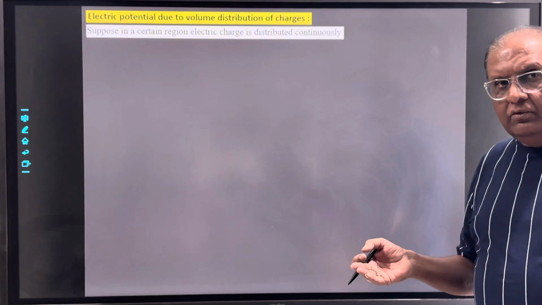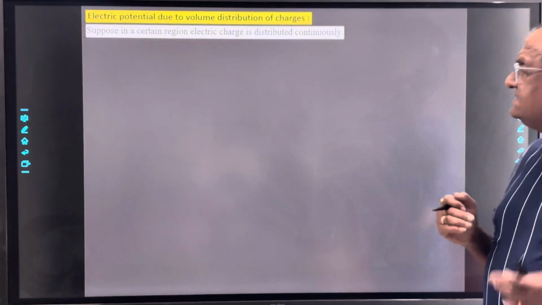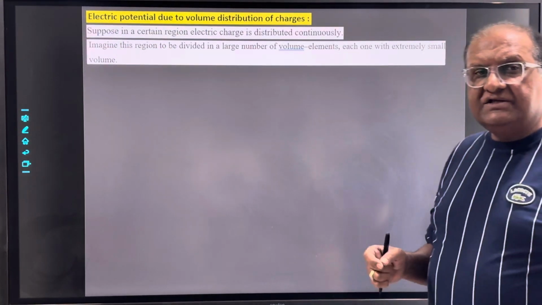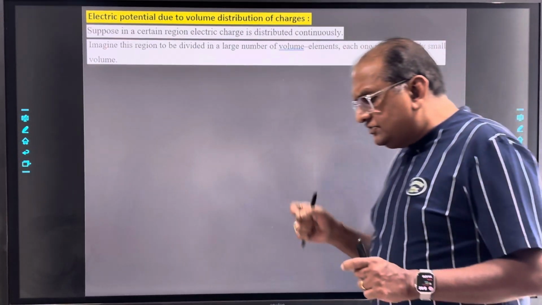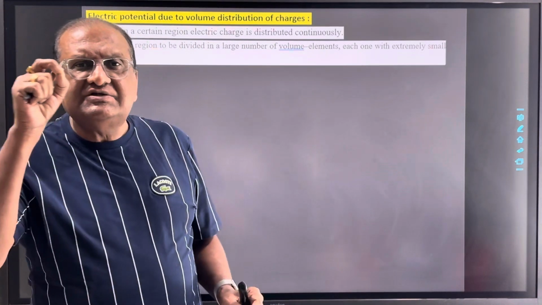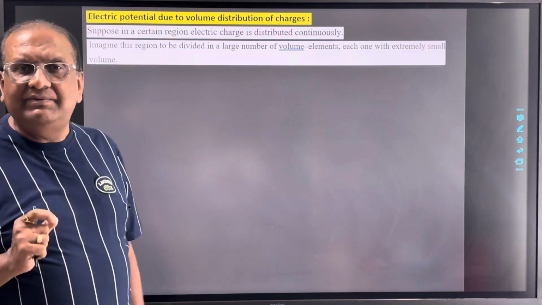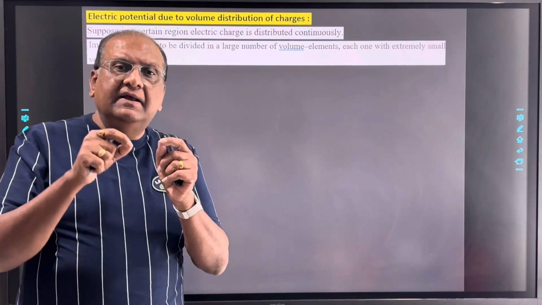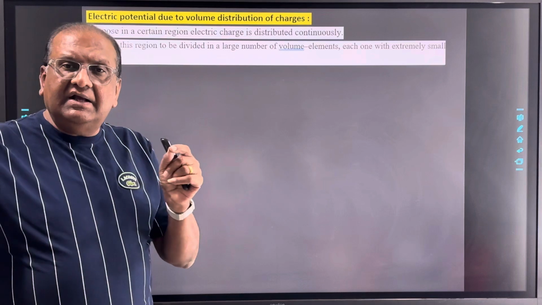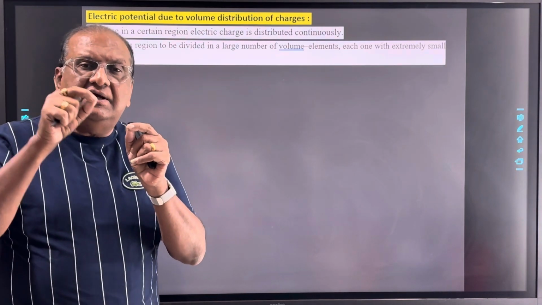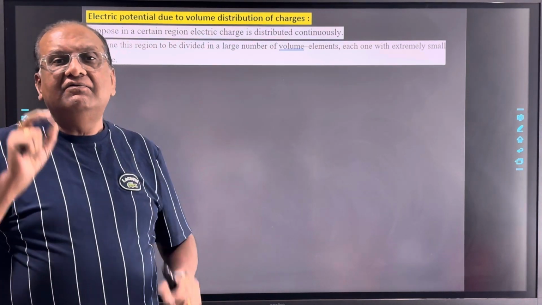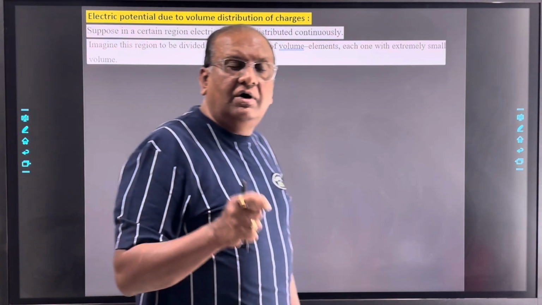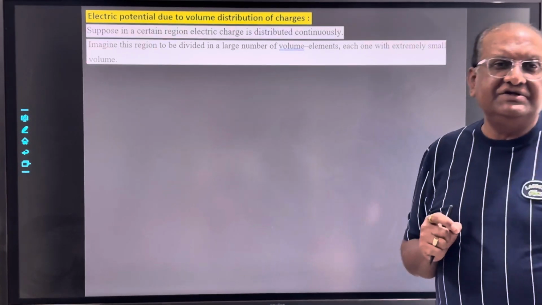Here what we have to do, we have to use the concept like this. We have to divide this continuous charge distribution into so many infinitesimal small volume elements. Then we have to find the electric potential at a given point due to each infinitesimal small volume element, and then after we have to take the summation of all those potentials.